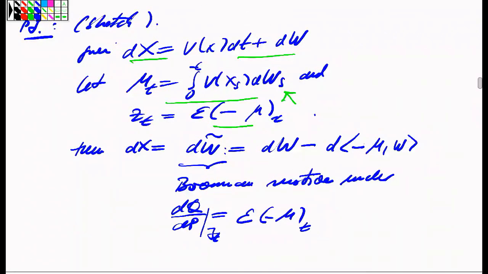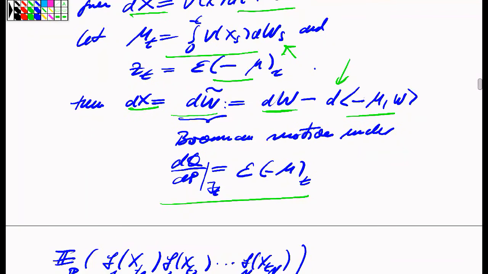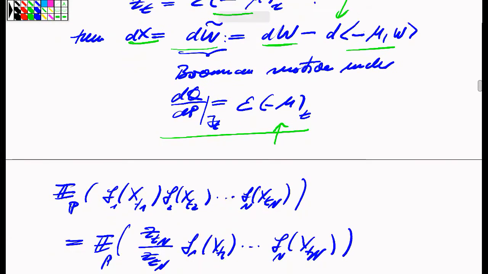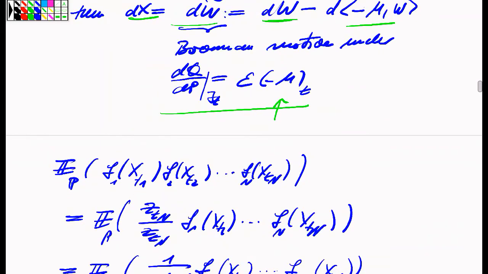If we then rewrite this equation for dx, we write dx as dw tilde, where dw tilde is dw minus the bracket of the negative of this martingale m and the w process, which is just another way of rewriting the initial stochastic differential equation. We have represented the x process in such a way that it appears as a Brownian motion under the new measure q, which is obtained from p through the Radon-Nikodym density, which is obtained as the Doléans-Dade exponential of the negative of this martingale m. That's again a consequence of the Girsanov theorem.